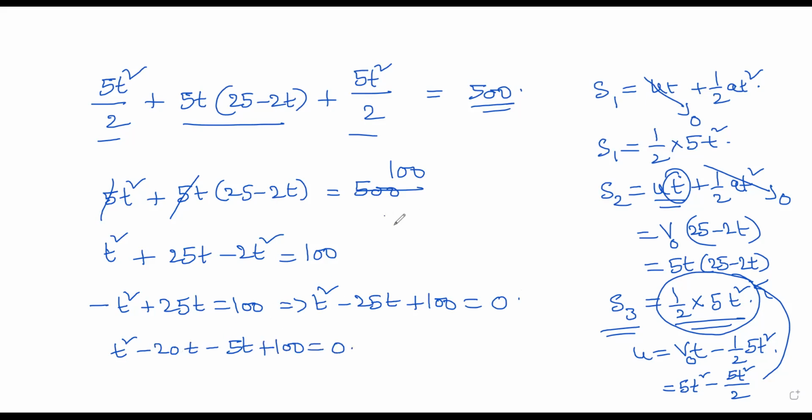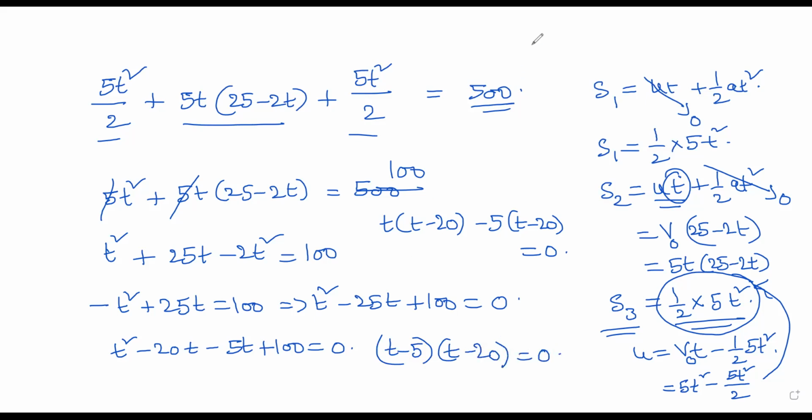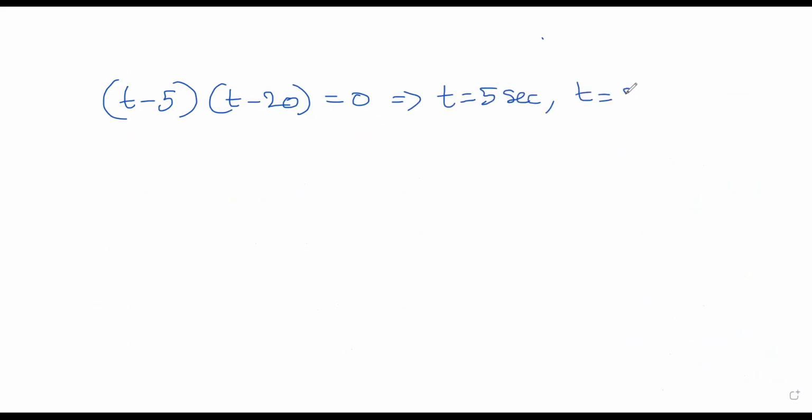Now you get t into t minus 20, minus 5 into t minus 20, equals 0. So when you take t minus 20 common, you get t minus 5 into t minus 20 equals 0. You can pause the video and check the solution, how I am doing, and you can make a note. So I get t equal to 5 seconds and t equal to 20 seconds.